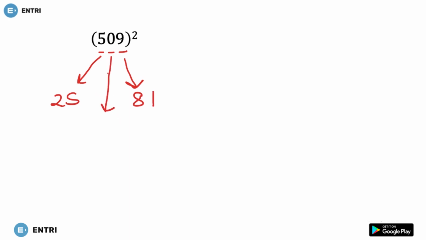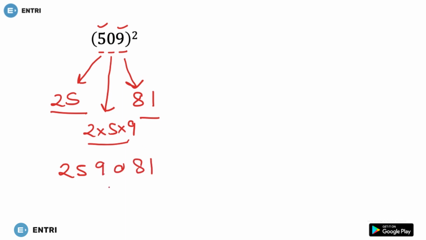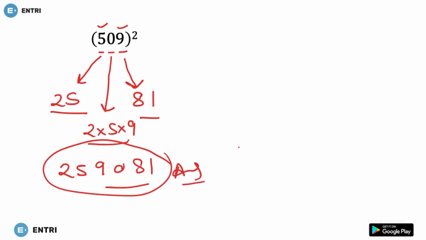Now what about the middle one? Here you have to just multiply this number by 2, that is 2 into 5 into 9. So what would be the answer? The answer is going to be 90, because 5 2s are 10, and 10 9s are 90. Then 25, 90 and 81, that means this is our answer. I told you it is not going to take a long time. See, the next question we are going to solve in a few seconds. See, now solving this question within a few seconds.